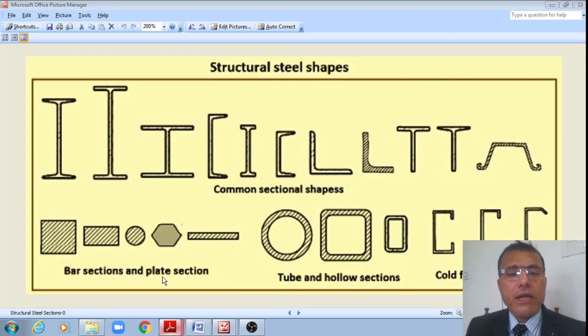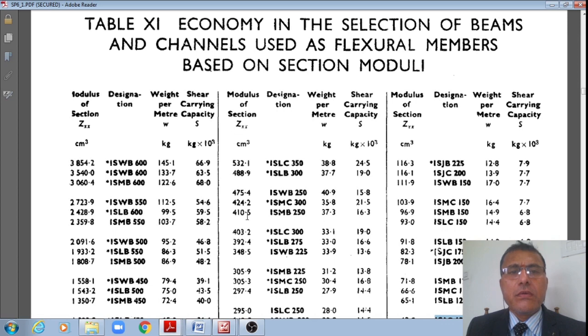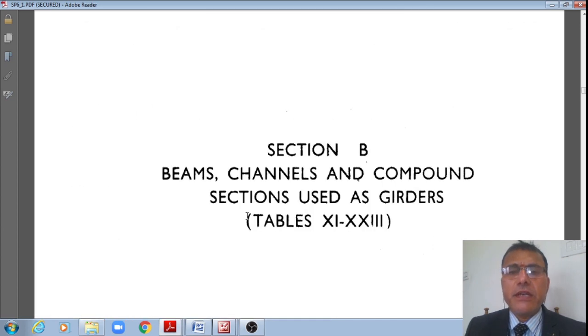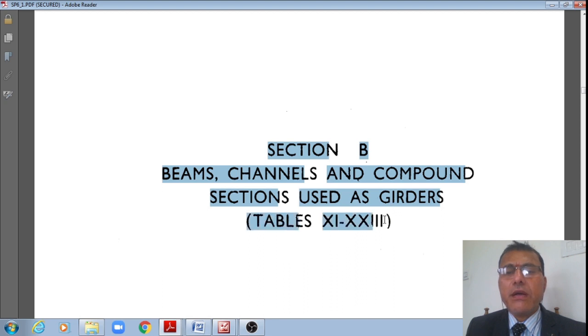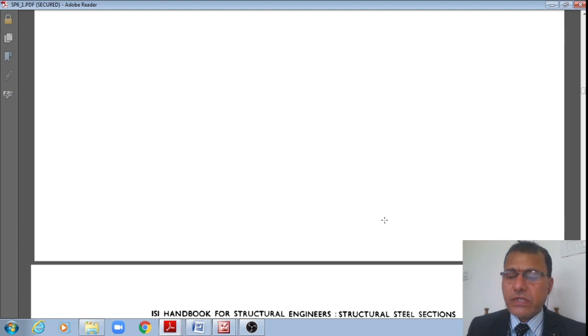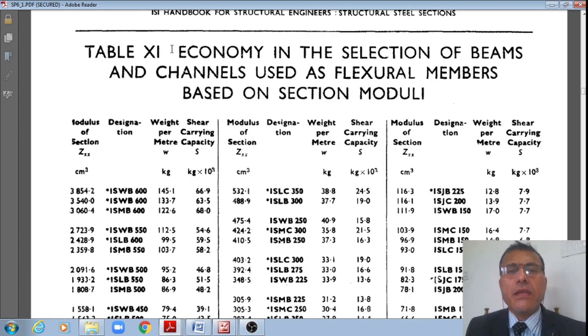Now let us move back to the section B, where we are dealing with beams, channels and compound sections when used as girders, right? Then the Table 11, economy in selection of beams and channels used as flexible members based on section modulus, right?